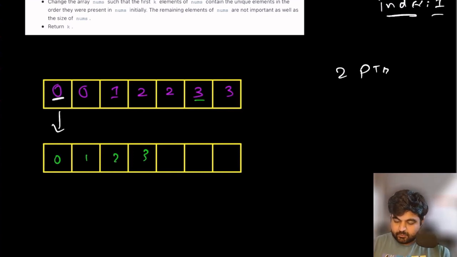And also these 2 pointers, initially they are both going to be located at the same place, but the end pointer is going to move a few steps ahead till it finds a new distinct value. That is what it is going to do.